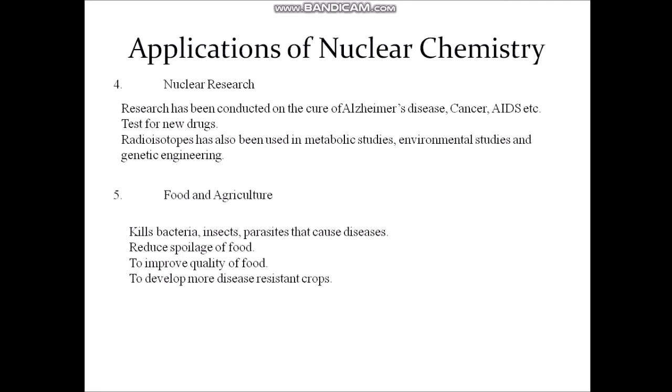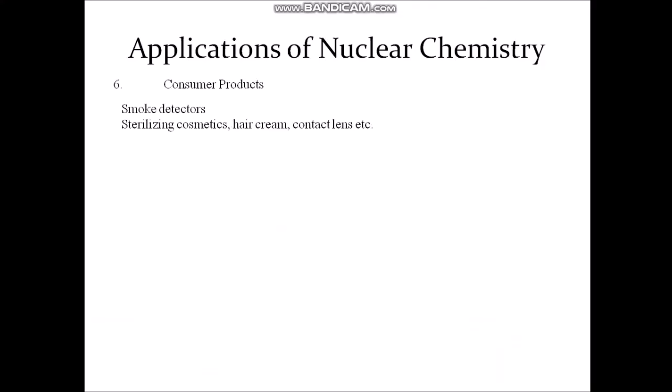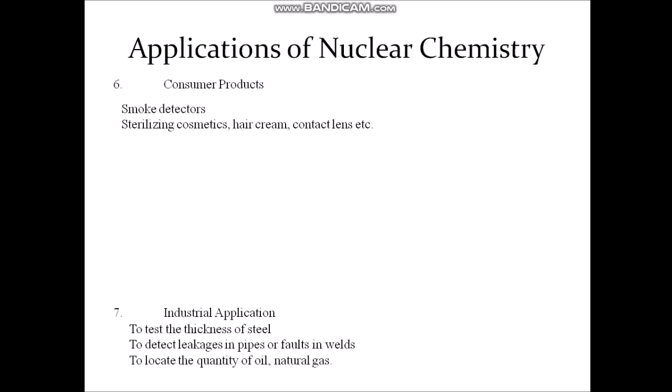Then nuclear chemistry also finds applications in food and agriculture. In fact, nuclear chemistry has been used to kill bacteria, insects, and parasites that cause diseases. It is also used to reduce the spoilage of food. It's also used to improve the quality of food and to develop more disease-resistant crops. Another application of nuclear chemistry is in consumer products: smoke detectors, sterilizing cosmetics, hair cream, contact lenses, etc.